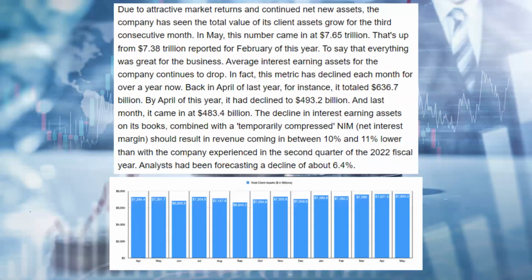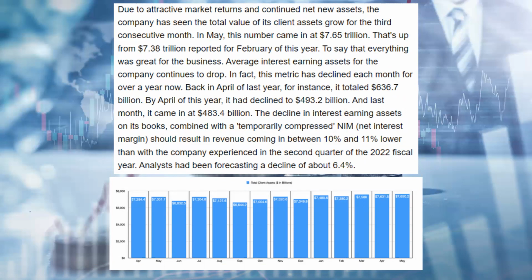All right. Now, due to attractive market returns and continued net new assets, the company has seen the total value of its client assets grow for the third consecutive month. In May, this number came in at 7.65 trillion. That's up from 7.38 trillion reported for February of this year. To say that everything was great for the business.